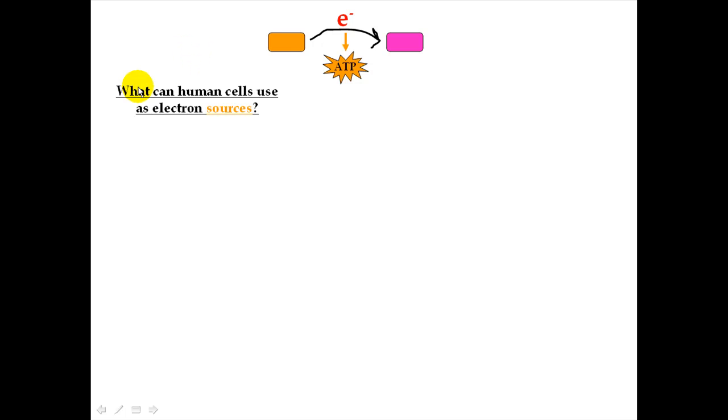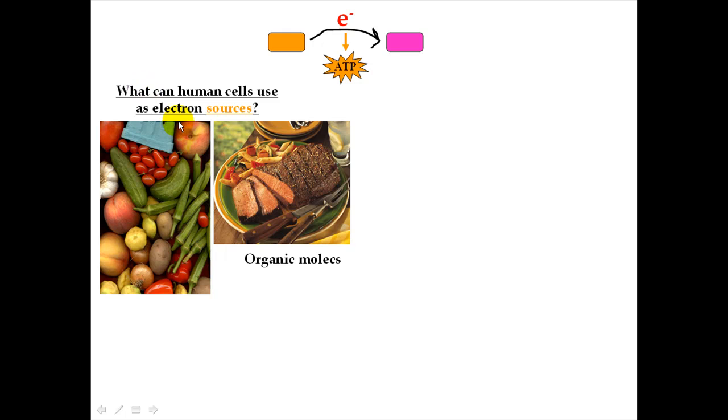And so the things that you can eat, like we mentioned before, include, well, we can eat organic molecules, so things like proteins and sugars and lipids. And so these are the kinds of things that we use as our electron sources. In other words, these molecules are chock full of electrons that we can just harvest out of them.